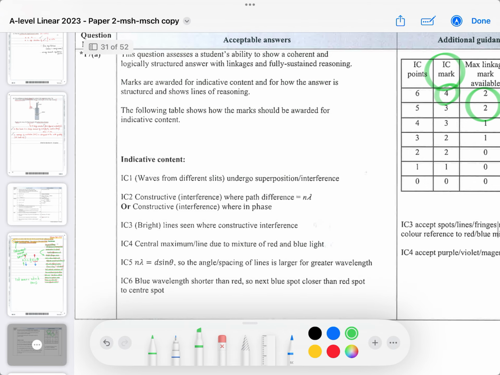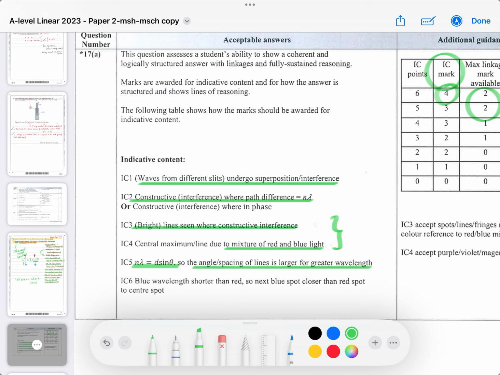So this is the content. Waves diffract, waves from different slits interfere. So just knowing what interference is. Constructive interference is when the path difference is equal to a whole number of wavelengths. Bright lines will be seen when there's constructive interference. Now, of course, you're going to have a mixture of red and blue light. So these two points are linked. N lambda equals d sine theta should be mentioned, to show that the angle is greater for the red light, which has a greater wavelength. And blue wavelength will be shorter than red. So I think I made all these points, and I think I've explained it clearly. So I think I deserve 6 marks, even with my bullet points.